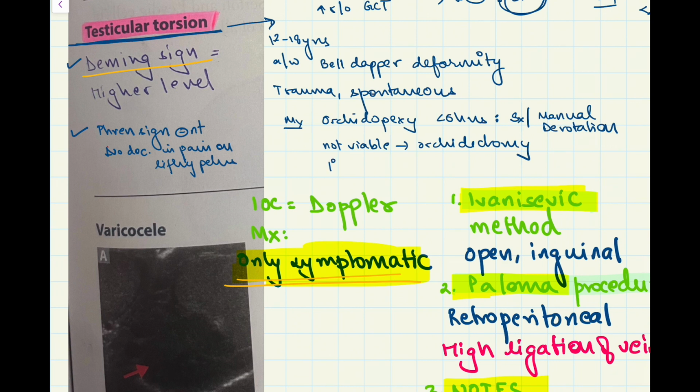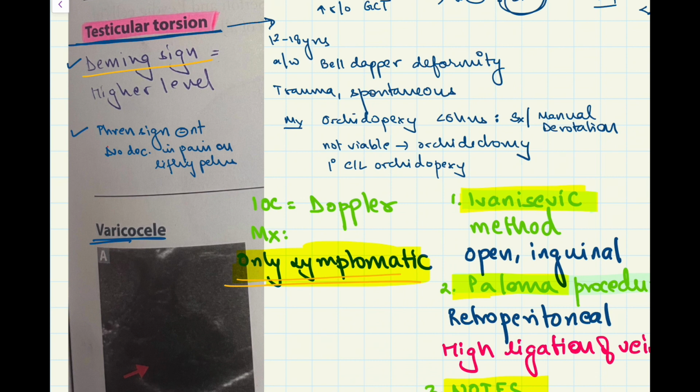Also, prophylactic contralateral orchidopexy is done in the contralateral testes to prevent the risk of subsequent torsion in the contralateral testes.